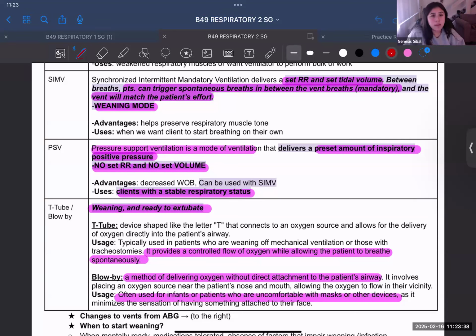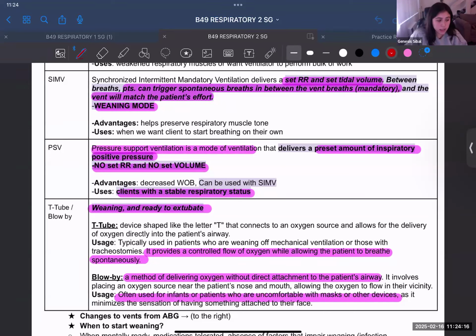So all you have to know with SIMV, and I don't even think you have to understand why it's set respiration, set tidal volume, all that stuff. You just have to know that it's a weaning mode, because synchronized intermittent means that the vent is synchronizing to the patient who is intermittently breathing here and there. And it will literally match the patient's effort. That makes sense because it says synchronized intermittent, right? So you get a set volume and a set respiration rate. This one doesn't have the word volume in it, but it makes sense if you think about it. It wouldn't really make sense if they were synchronizing to the pressure. It's just synchronizing to the amount of air that it wants to give.